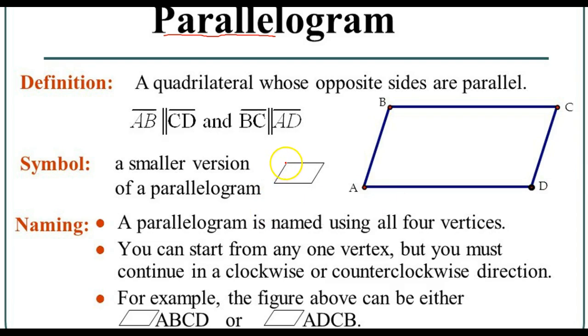And in a proof we use a small symbol of a parallelogram to replace the word parallelogram for a shorter form. A parallelogram is named by using four vertices. You can name the parallelogram ABCD, and you have to name all the vertices. Or you can go ADCB, but you have to go in order. If you want to go clockwise, keep clockwise. If you want to go counterclockwise, keep counterclockwise. You can't say ACDB. No, it has to go in order.